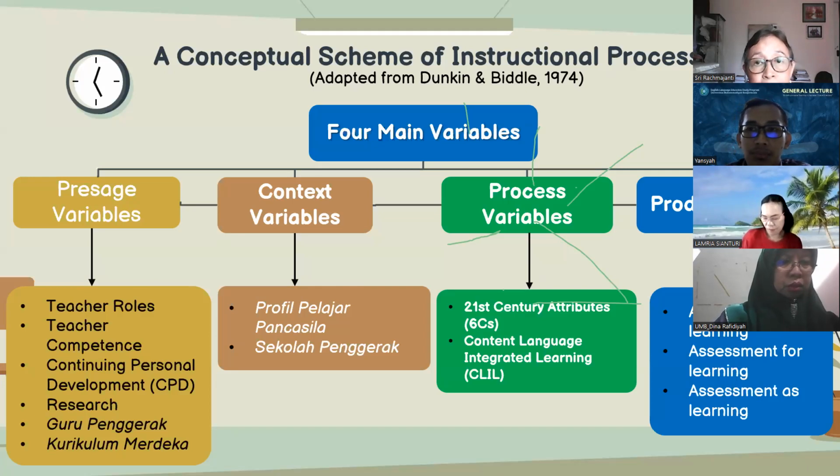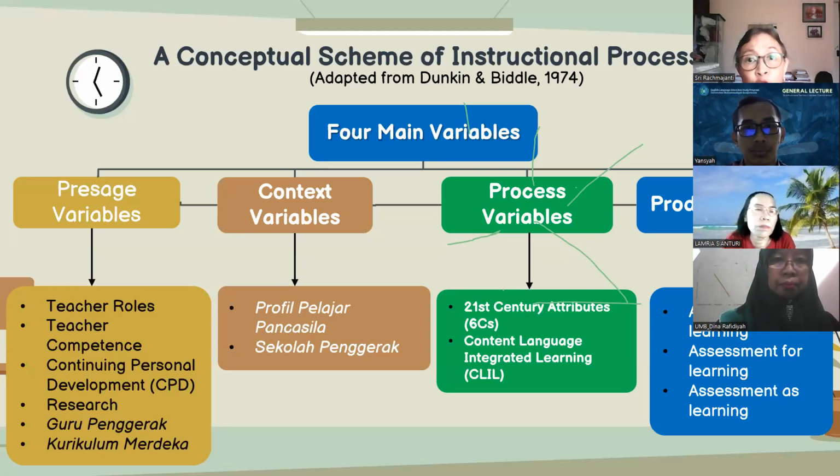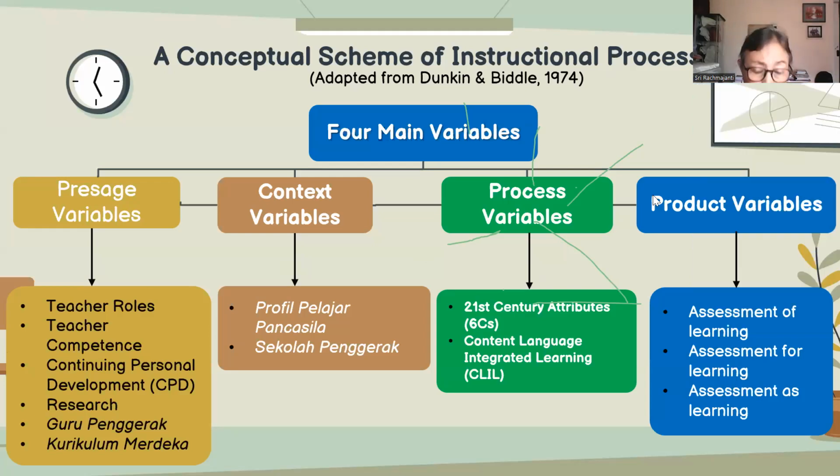Here we have what we call process variables. This is the teaching and learning process. What you have to pay attention to is the 21st century attributes, the 6 C's. We will talk about it later on. And actually this is not new, but for our country it is perhaps still unfamiliar. Do you know CLIL? Anybody knows CLIL? Okay, later on we will talk about it.